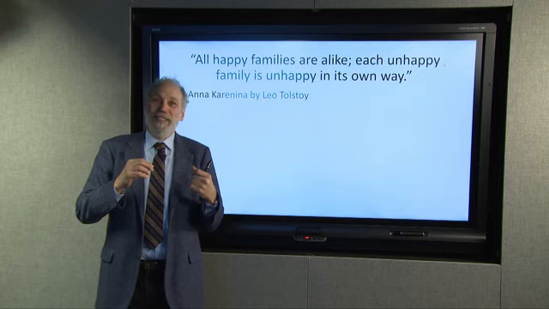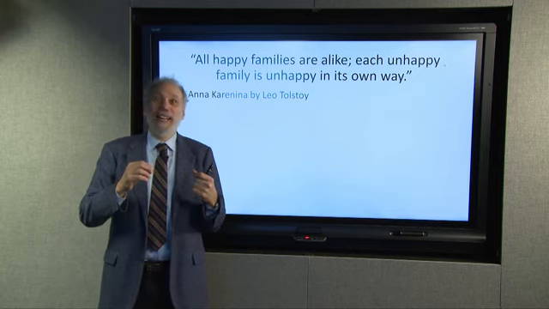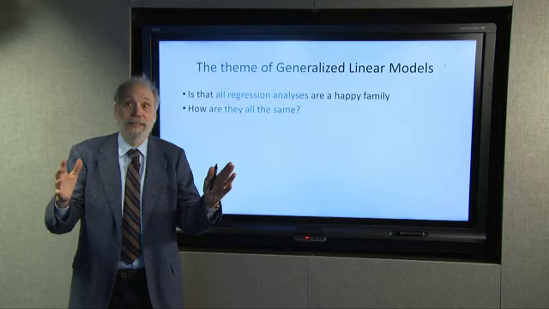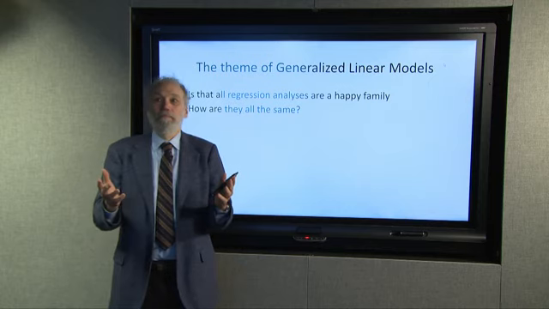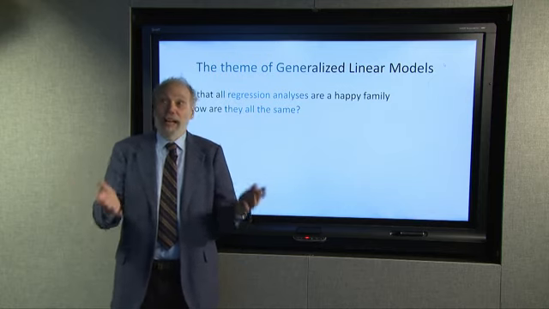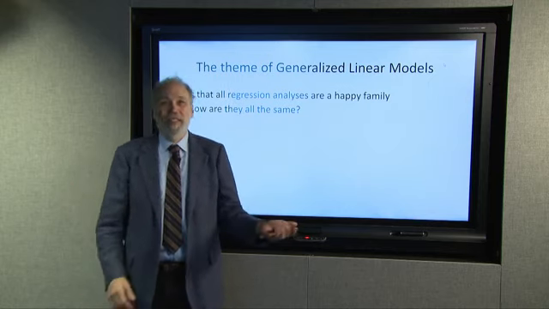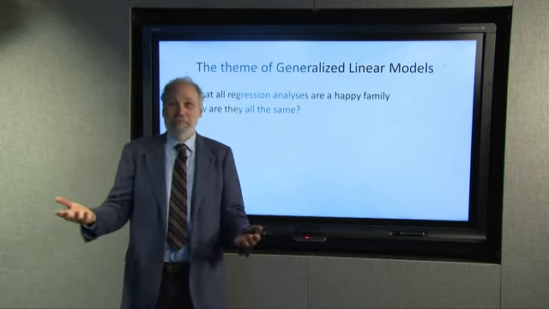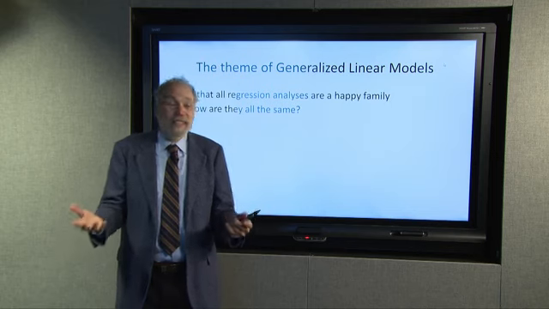We have a better outcome here. We're going to learn about a happy family. And the theme of the generalized linear model, in fact, is that all regression analyses are a happy family. They're all basically the same. So you may ask, how are they all the same? A linear regression, a logistic regression, a Poisson regression? They seem different. What's the same?